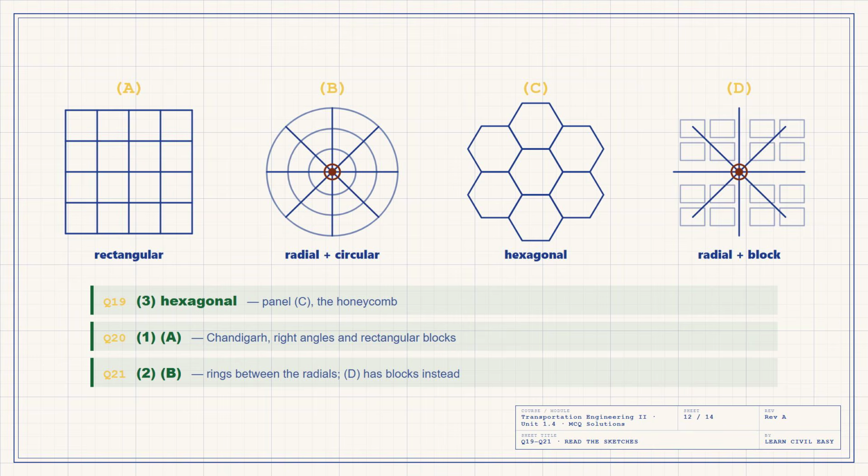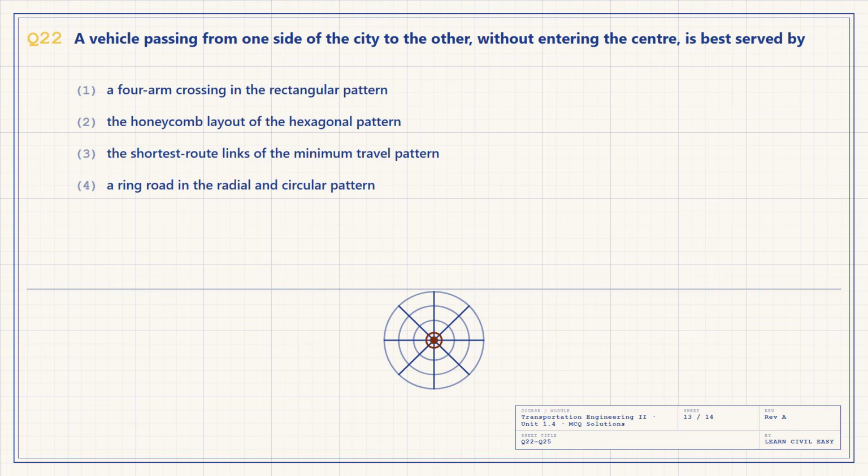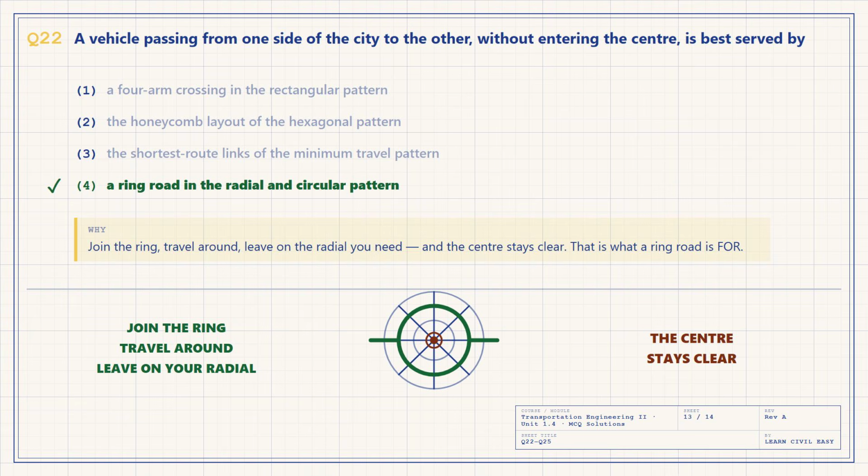6 names. Question 22. A vehicle that only wishes to pass from one side of the city to the other without entering the central area is best served by option 4, a ring road in the radial and circular pattern. Watch the road, it joins the ring, travels around, leaves on the radial it needs, and the center stays clear. That is what a ring road is for.